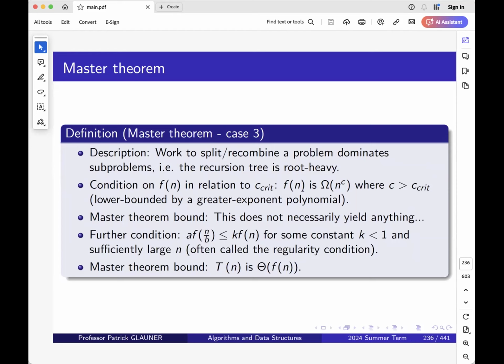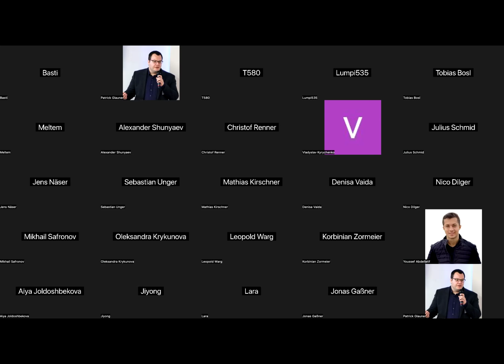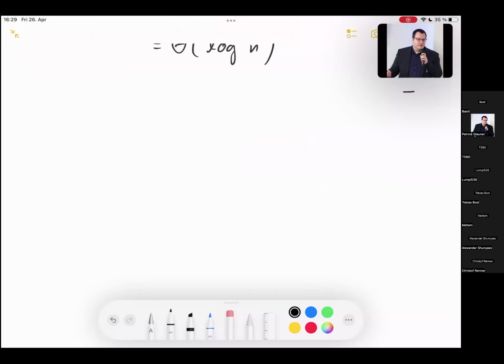If this condition, in addition to the previous condition, holds true, then we can simply say that T of n is theta of f of n. It's a little bit more tricky because of this extra condition, and I will present you another example, and then we have actually mastered the master theorem. Case 3.